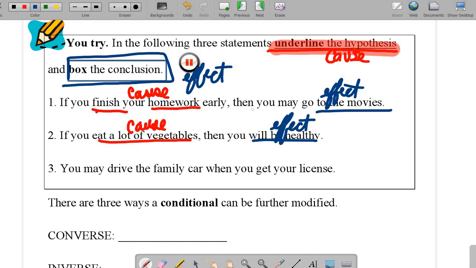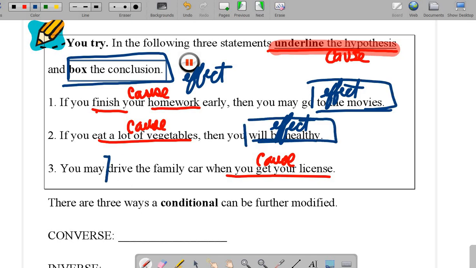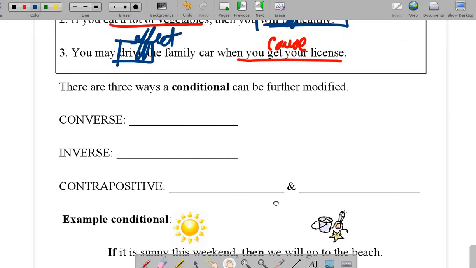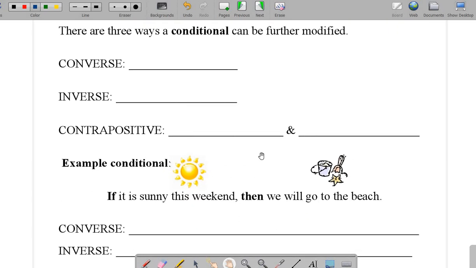Now careful, it seems like cause and effect is always cause first, then effect, but in our sentence structure, we can flip those. You may drive the family car when you get your license. So getting your license in this case was the cause. The effect, I told you to box the effect, is you get to drive. Now that's called a conditional. There are 3 ways conditionals can be further modified.